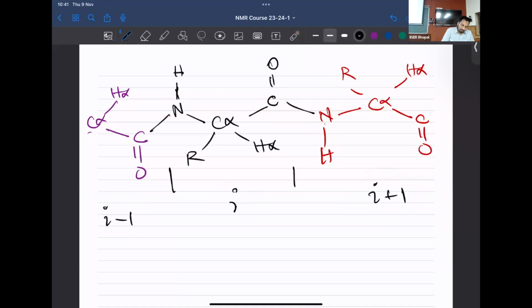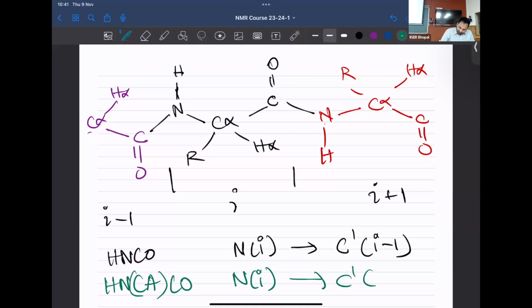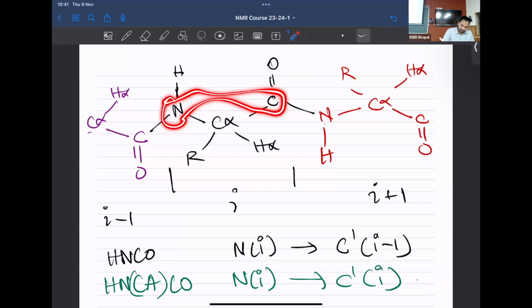In the HNCO experiment, you got the N of I correlated with C prime of I minus 1. You got these two correlated. That is this experiment, right? Now, in the HNCACO, you're going to have N of I that correlates with C prime of I, meaning that you'll get these two correlated.